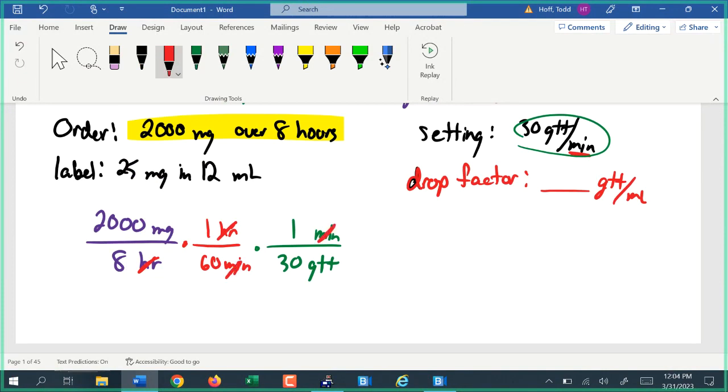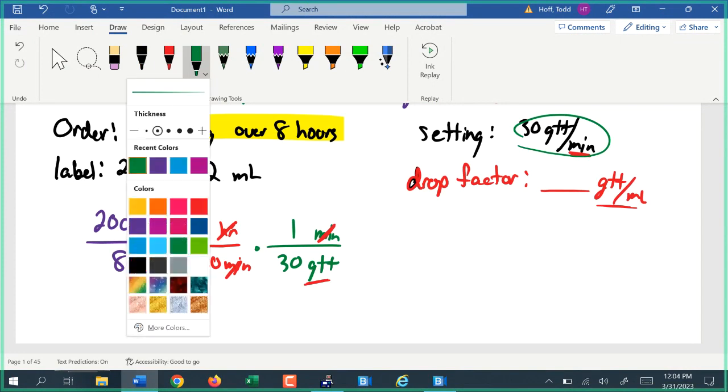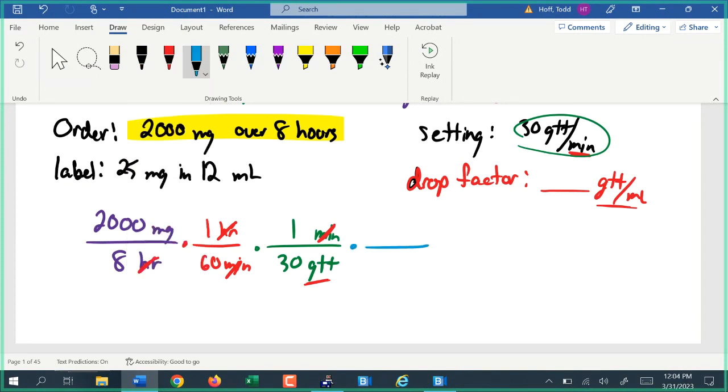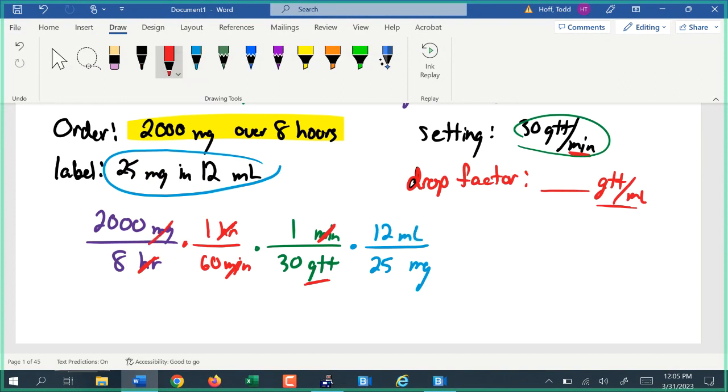Now the minutes cancel out. Now we have drops here. We do want drops in our answer. Now drops are on bottom here. We're going to want them on top, which is fine. We'll have to just do a reciprocal later. We still need to get rid of the milligrams on top there. I see up here, I still have my 25 milligrams in 12 milliliters as my concentration. So the milligrams are gone.